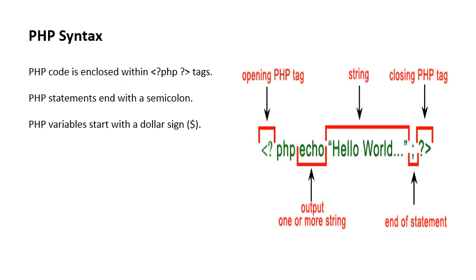And here is the end of the statement. To declare that you have ended the statement, you use the semicolon, and then we have to close the PHP tag with a question mark and a greater than symbol. This is the basic syntax for PHP. PHP code is enclosed within less than question mark PHP and question mark greater than tags. PHP statements end with a semicolon. PHP variables start with a dollar sign.